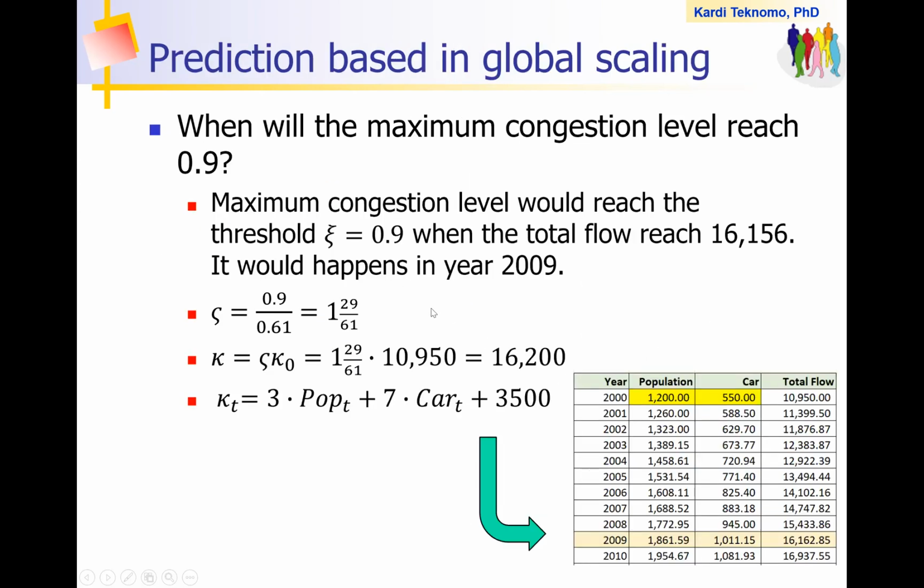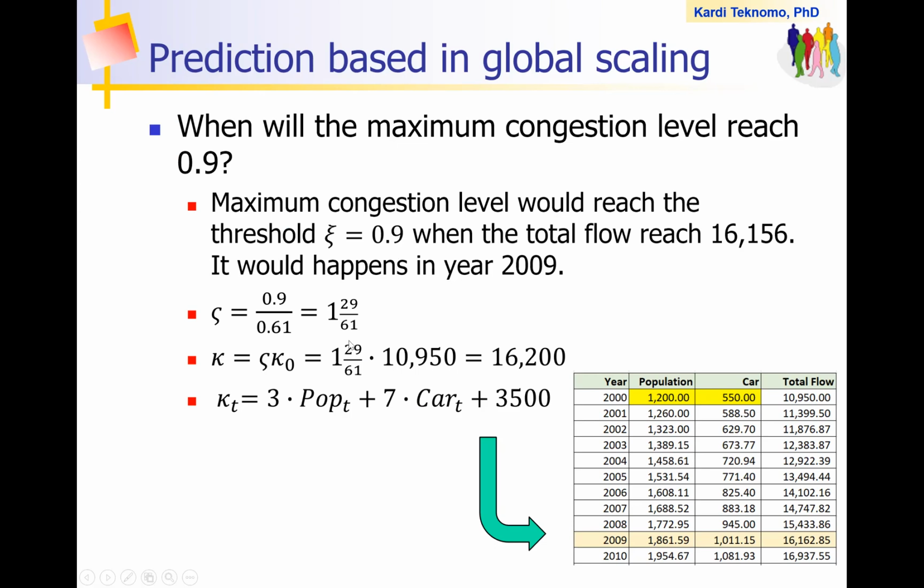And then, okay, the question is when we will apply the policy, right? When it will reach the maximum congestion, 0.9, right? Okay, so the threshold 0.9 will happen. You check because you have the regression model, you can check. 0.9 will happen when the total flow reaches 16,120. From where you get 0.9, you get 0.61. Okay, that is the global scaling.